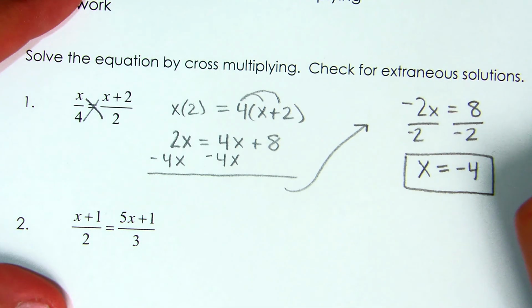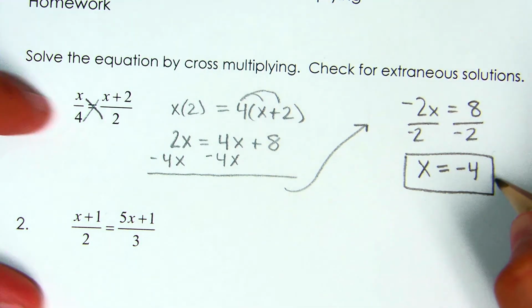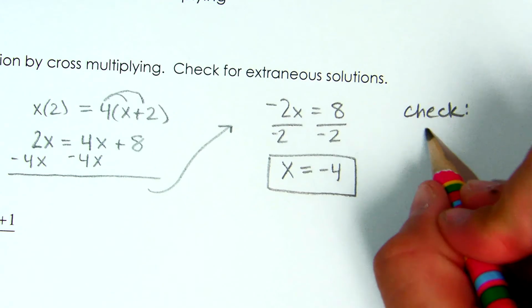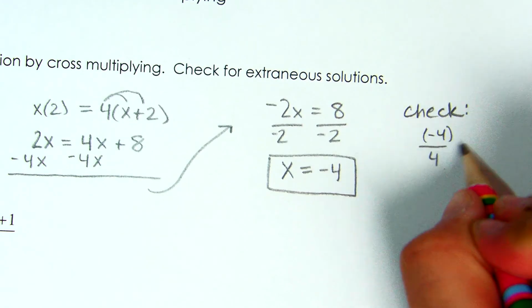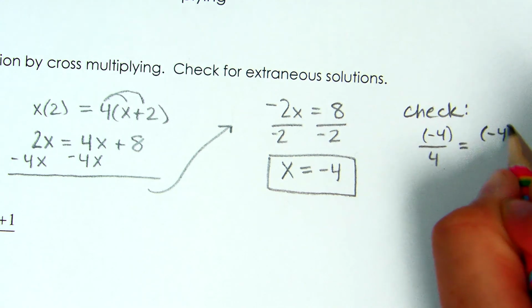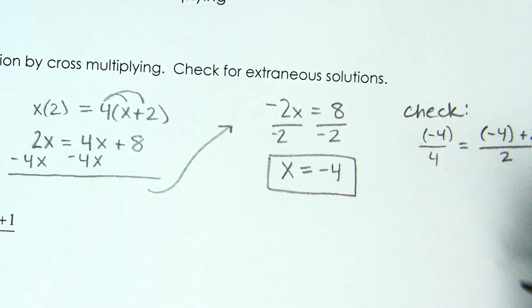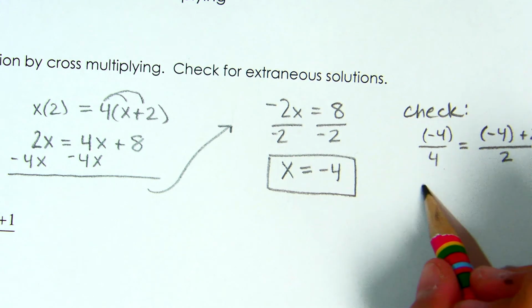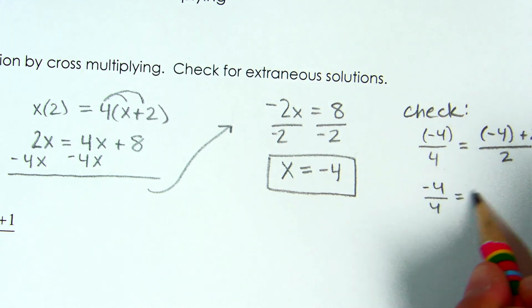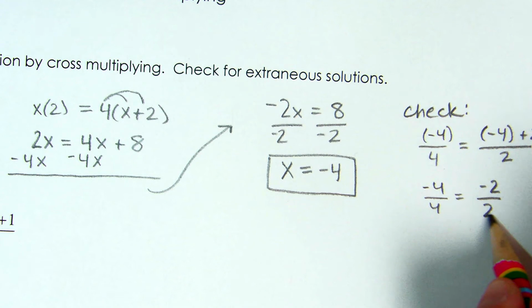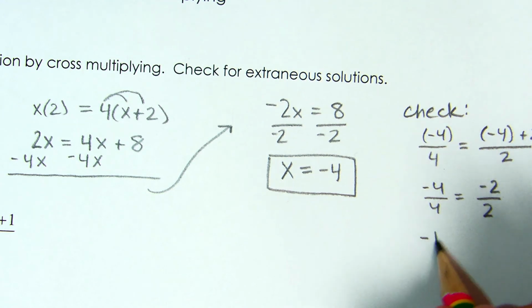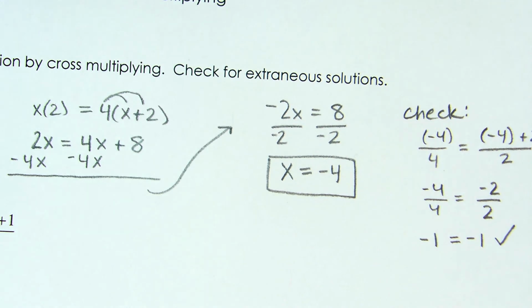Okay, to do my check, I'm going to plug my answer into my original equation. So to check it, I have negative 4 over 4 equals negative 4 plus 2 over 2. Negative 4 over 4 equals negative 2 over 2. Negative 4 over 4 is negative 1. Negative 2 over 2 is negative 1. So it checks.